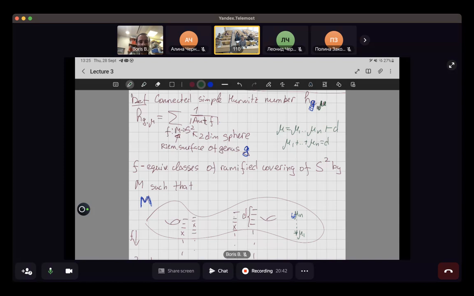So we have like 1, 2, etc. after. But the question was, do we independently fix M or what? No. The points themselves. Yes. Because if in this definition we move one of these points, we will obtain another covering, right?